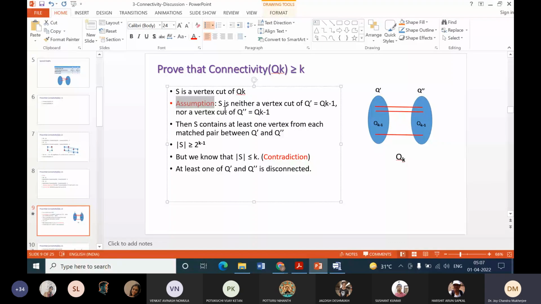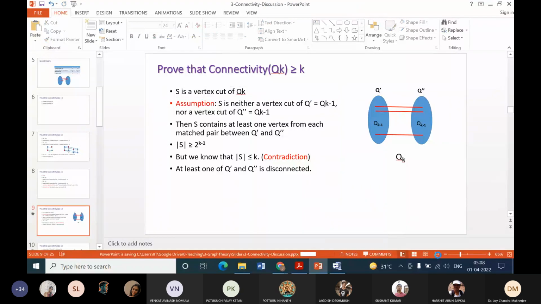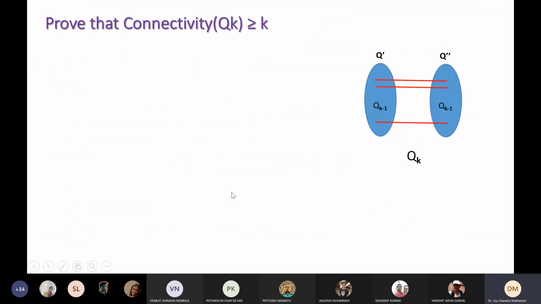So what is the negation of this assumption? That means either Q prime or Q double prime will be disconnected if AC is a vertex cut of QK. So at least one of Q prime and Q double prime is also disconnected when AC is a vertex cut of QK. Now, at least one of Q prime and Q double prime is disconnected.